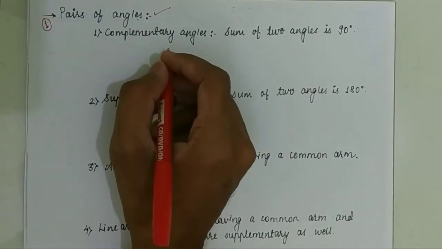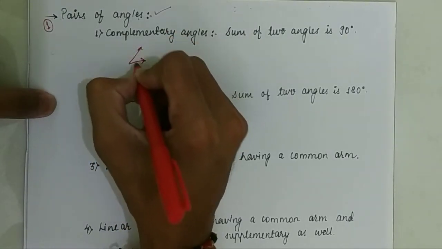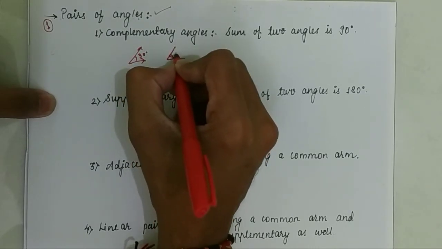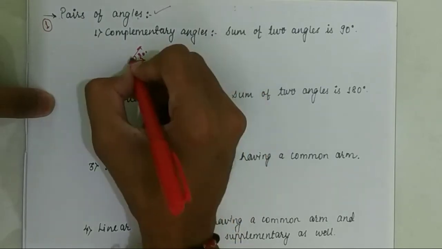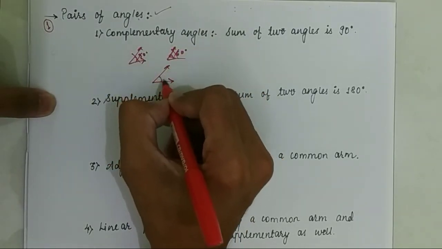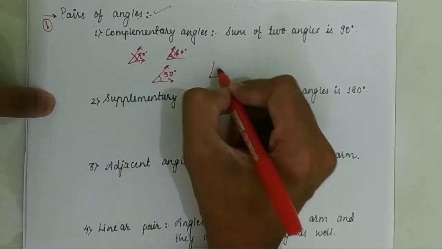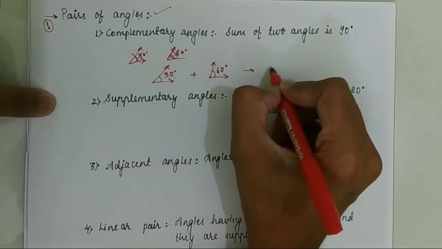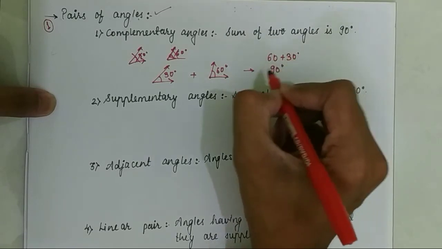Like when we add two angles, suppose this is 30 degree and this is 60 degree. If we add both of them, it will give us 90 degree. 60 plus 30 equal to 90 degree.